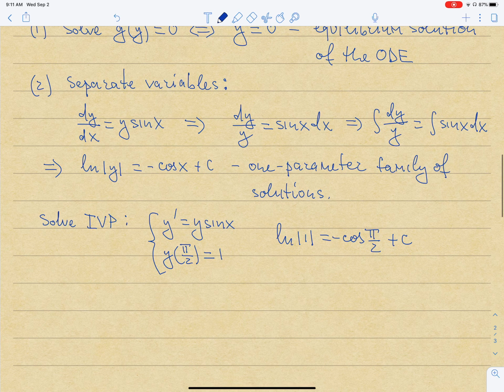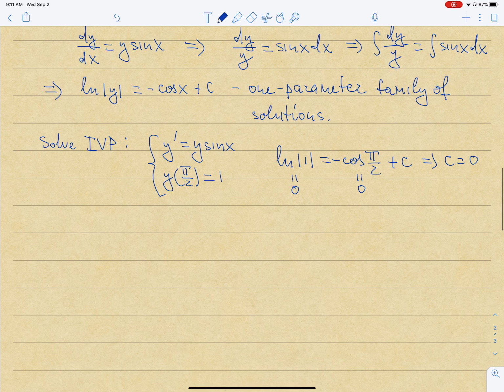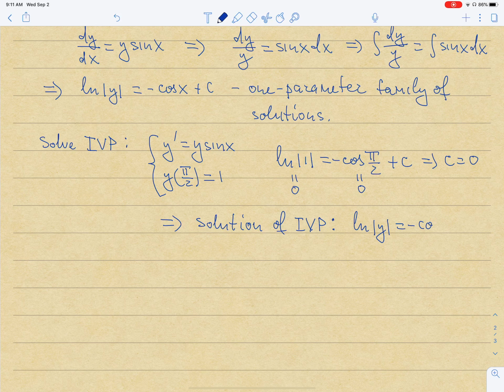Okay, and then what is natural log of 1? That is 0. What's cosine of pi over 2? That is also 0. So it follows then that c is 0. And therefore, the solution of my initial value problem is going to be natural log of absolute value of y is equal to minus cosine of x, right? Because c is equal to 0.